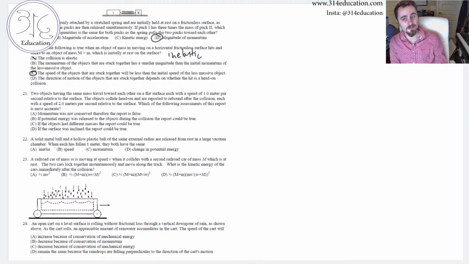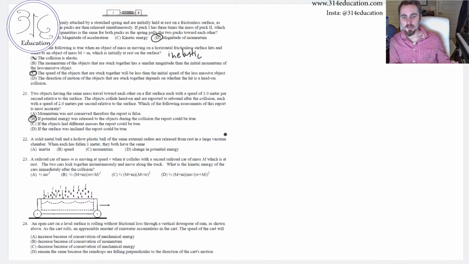If the surface was inclined, the report could be true. Not really. Yeah, because that would just be a slow acceleration. They wouldn't have a rebound change. If potential energy was released, though, this could work. So that most likely would be a spring bouncing off of it. It's applying a force to accelerate, but releasing potential energy is the same thing as that force doing work. Yeah, I think we discussed that last time.